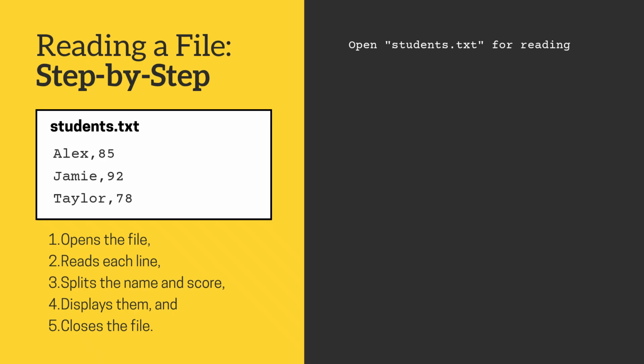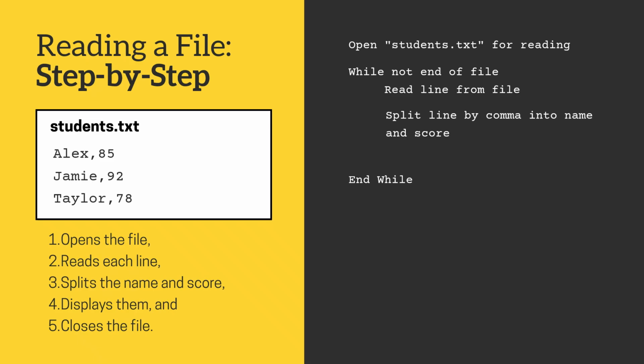We start by opening the file for reading. So that's open students.txt for reading. This sets up the connection. The next step is we need a loop so that we can go through every record in the file. So we write something like, while not end of file, read line from file. And then we'd have our processing procedures here, and then end while.